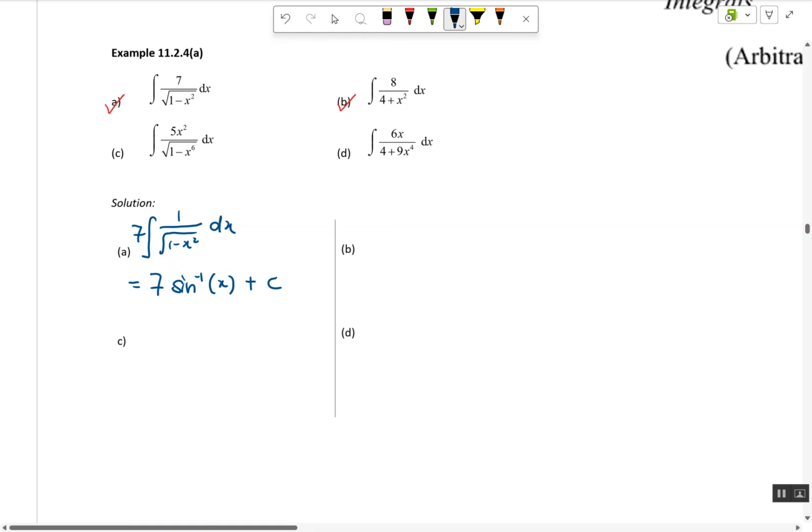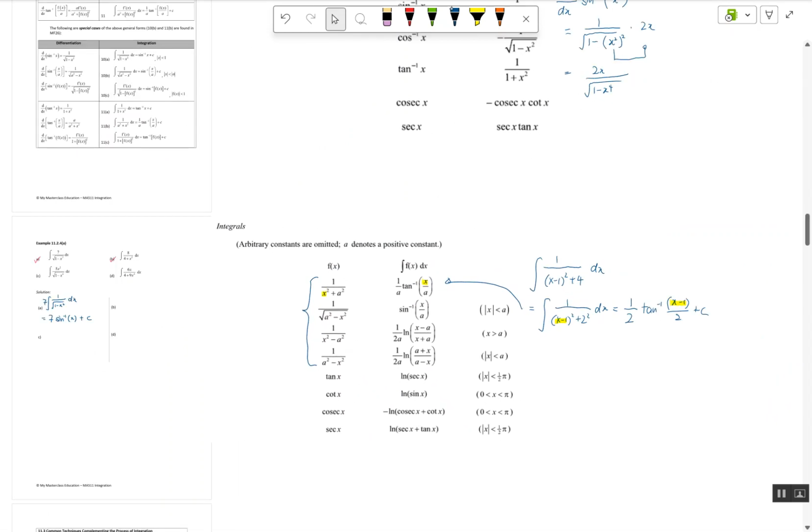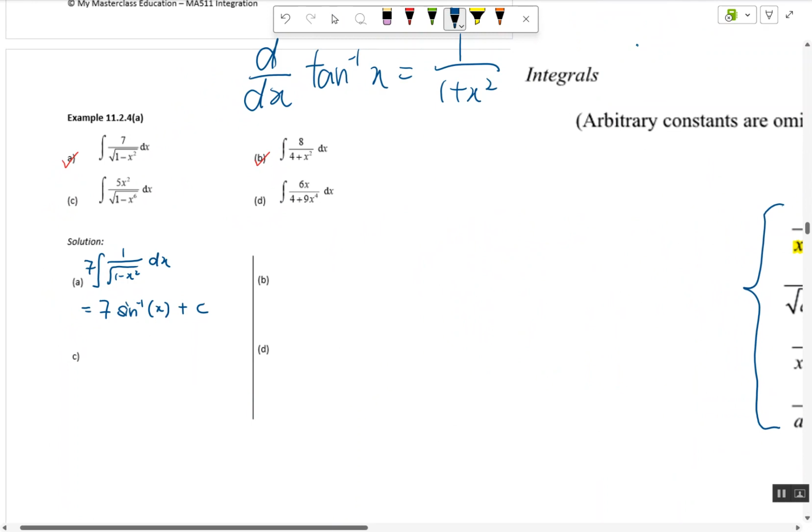Okay, for the case of B, where this is not 1, because given in your formula sheet, there's a differentiation and an integration one. The differentiation d/dx, I'm just going to write here. Differentiate inverse tangent x is 1 over 1 plus x square. Your x square needs to be in this form. Or you can actually apply this into your formula sheet by doing this: 8, 1 over, this is 2 square plus x square dx.